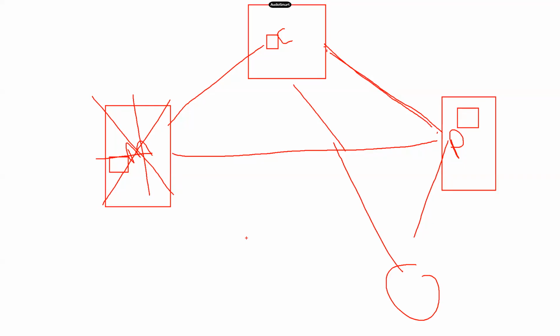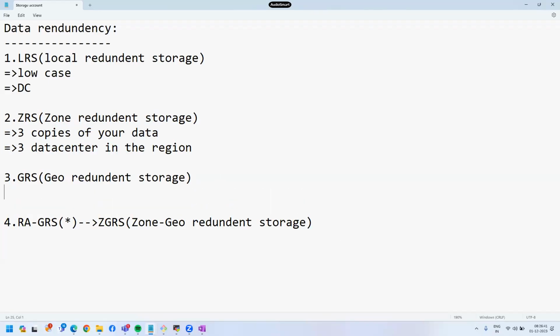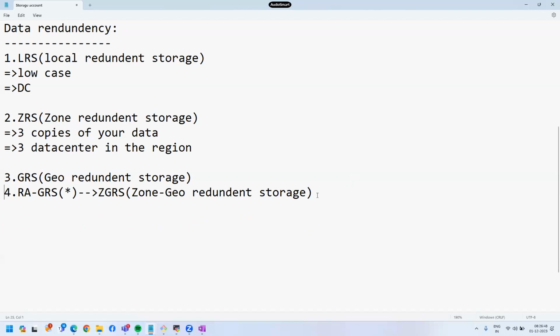Got it? So this is about zone redundant storage. Most of the people will go for zone redundant storage, guys. Geo redundant storage is similar, but with a bit of change in geo and RA-GRS and so on. It will maintain 6 copies of your data.